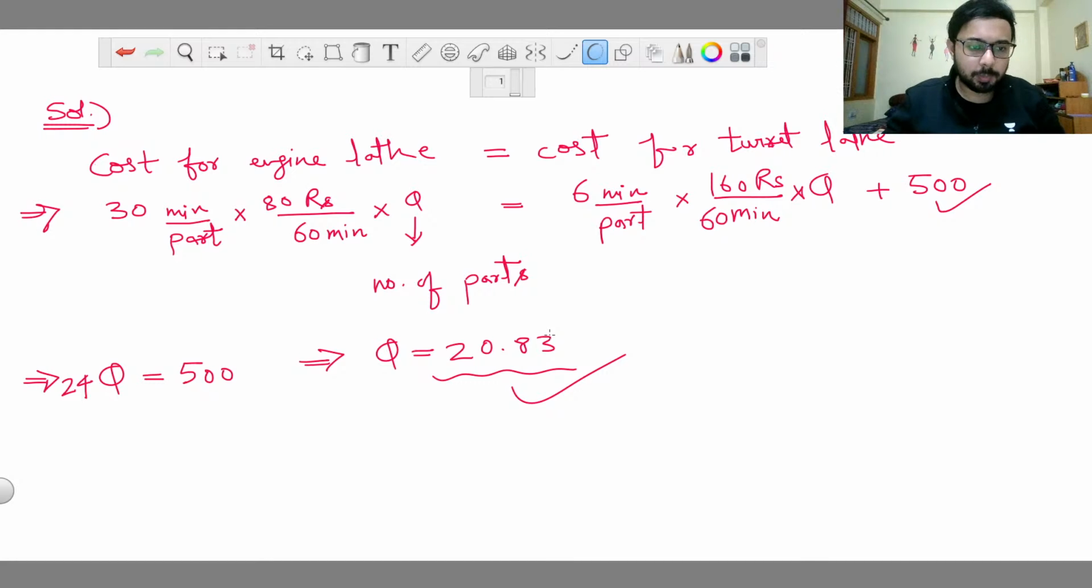We have been asked the minimum number of parts.